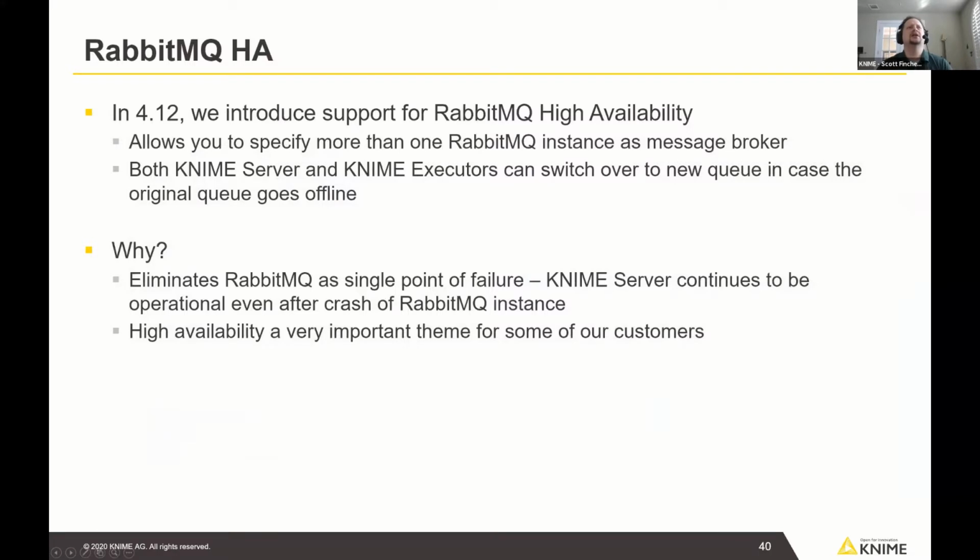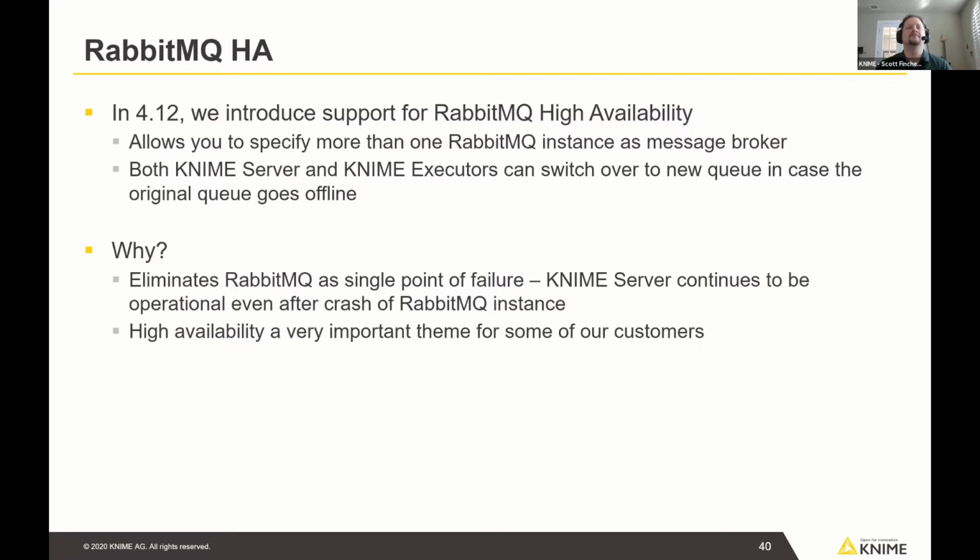Something else worth mentioning is the RabbitMQ high availability. So we introduced support for RabbitMQ high availability in 4.12. What is RabbitMQ? It's the messaging broker service that basically tells, the Nime server is telling the executors which jobs they need to run. So this is kind of directing traffic, so to speak. The high availability version of this is going to let you specify more than one RabbitMQ instance as the message broker.